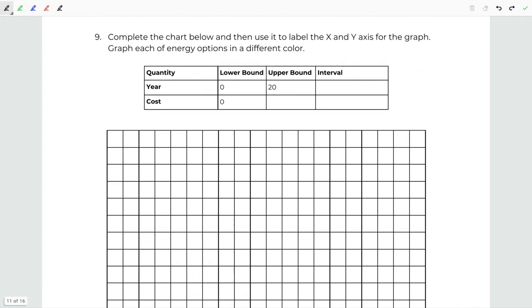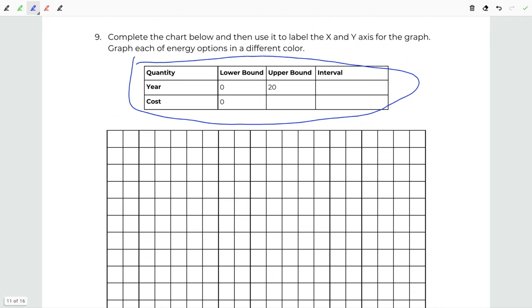Okay, so we found out all of our data last week, and now we are going to work on graphing it. The first thing we need to do is to fill out this chart with our interval and our upper bound for the cost and interval for the cost. So our interval for the year is fairly simple. We're going from 0 to 20, and we have 20 grids. So our interval is simply 1.